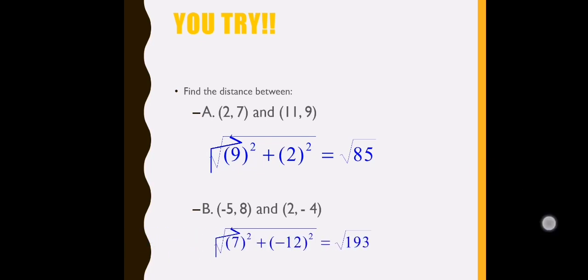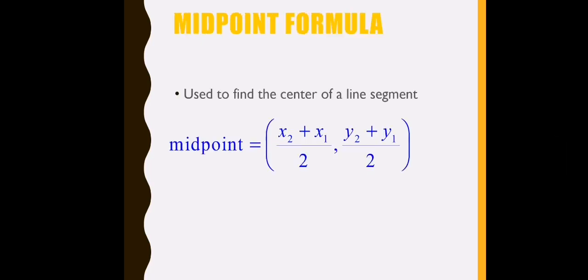In this case, subtract lang natin ulit. 2 minus negative 5, and that will give us positive 7 squared. Negative 4 minus 8, and that is negative 12 squared. 7 squared is 49, plus negative 12 squared is simply positive 144. 144 plus 49 is equal to square root of 193. Okay, so next topic natin ay ang midpoint formula.